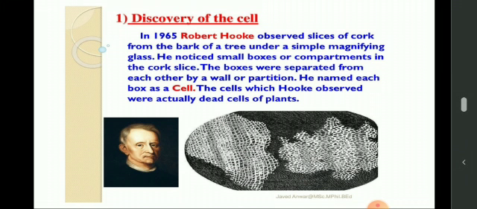He noticed partitioned boxes or compartments in the cork slice. These boxes appeared like a honeycomb, as you can see in the figure also. He noticed that one box is separated from the other by a wall or a partition. So he coined the term cell for each box. At that time, modern microscopes were not discovered, so he could only see dead cells. Cork cells were actually dead cells.